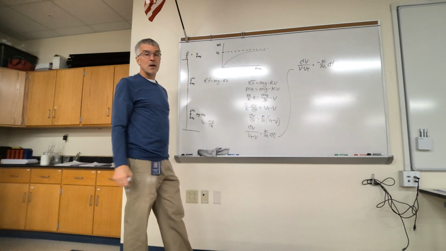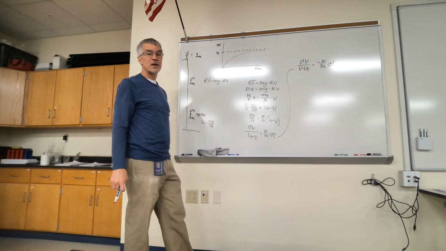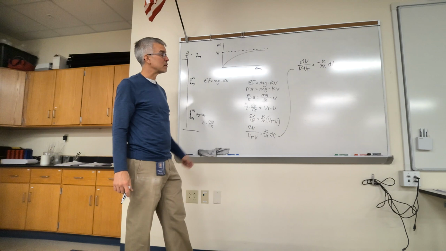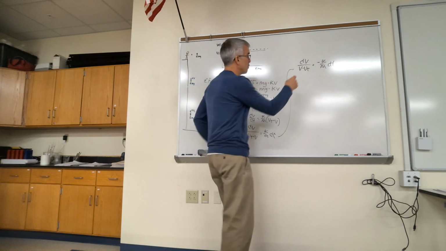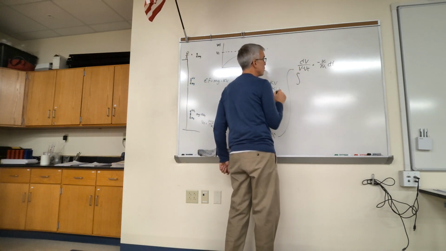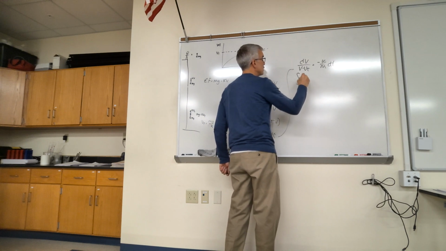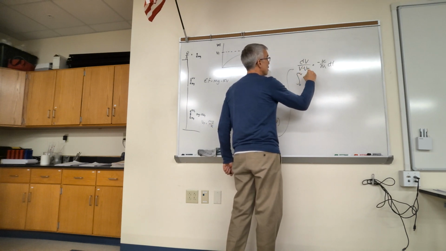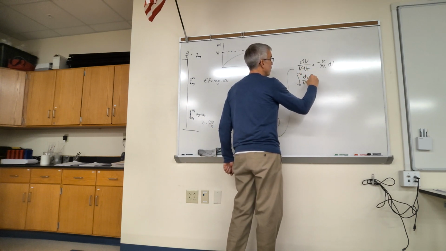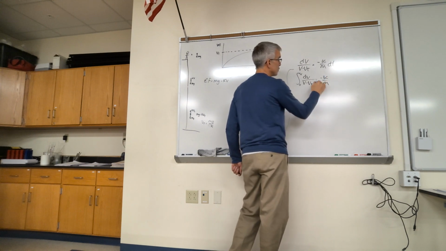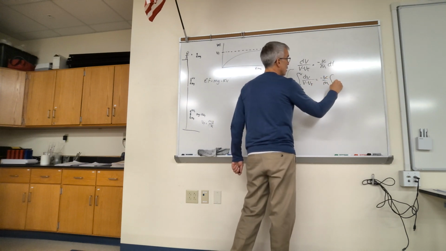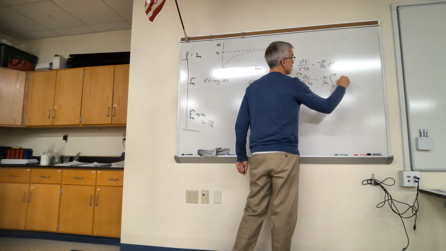All right. Okay, now I'm going to integrate both sides of this equation. So before I integrate, I'll draw my integral sign. I'm going to integrate from 0 to v for dv over v minus vt equals negative k over m. Those are just constants. I'm going to integrate dt from 0 to t.